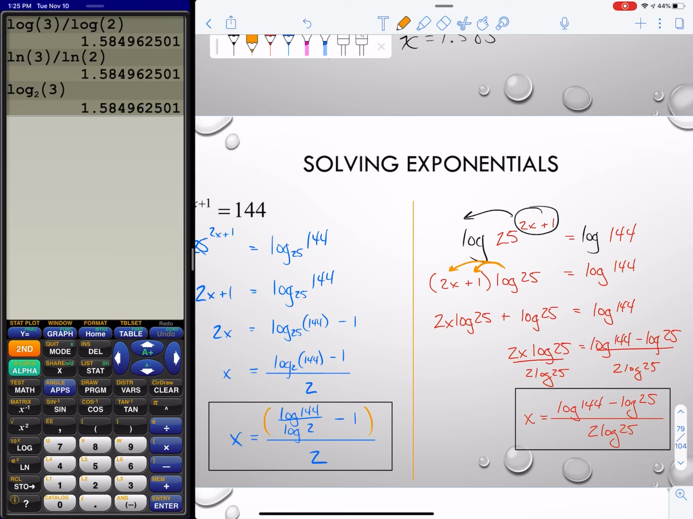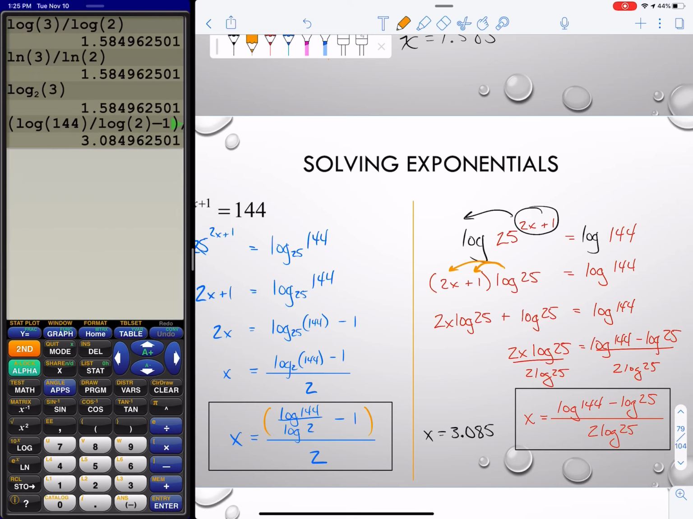That all is going to be in my numerator. I need to tell the calculator that. So I'm going to have open parentheses. I'm going to have the log of 144 divided by the log of 2 minus 1, close parentheses for my numerator, divided by 2. And here I get a decimal approximation of x equals 3.085.